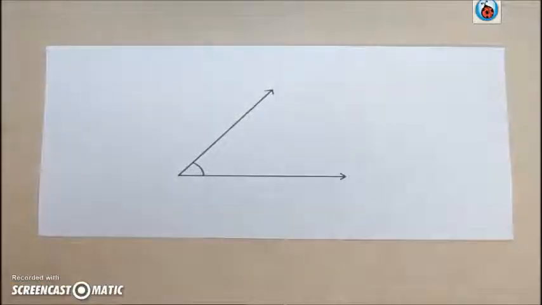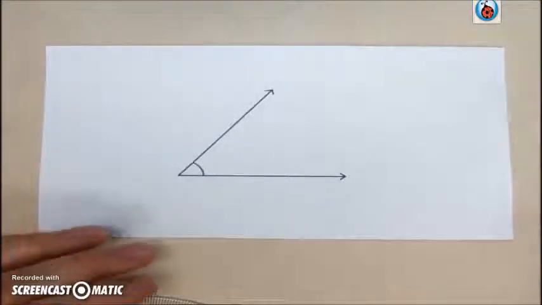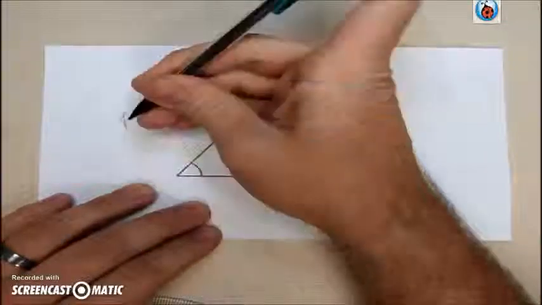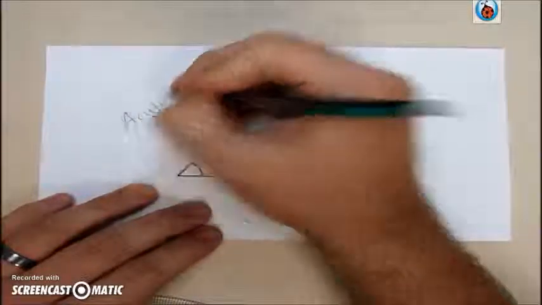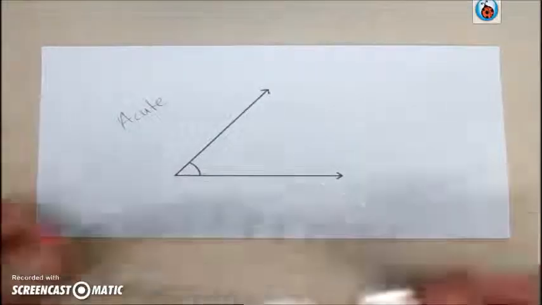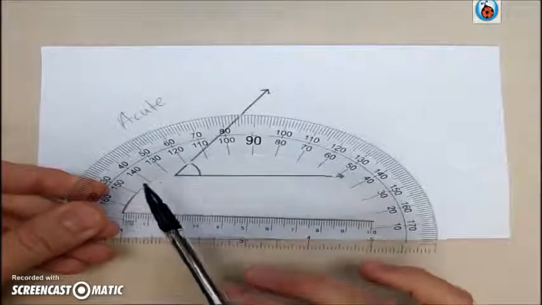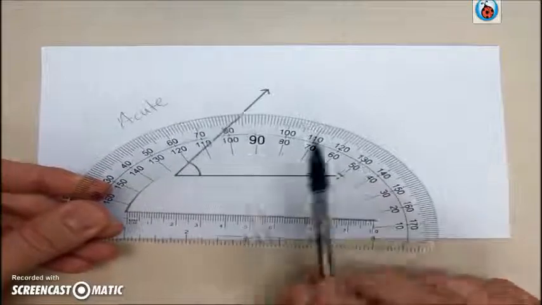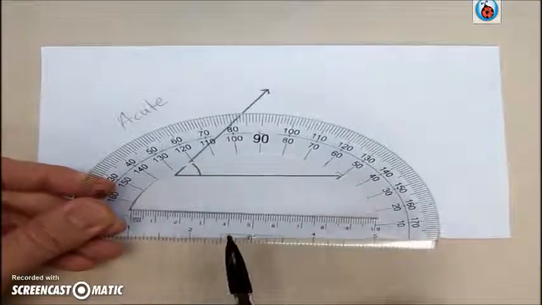Alright, so let's just review here quickly how to use a protractor in order to measure an angle. Okay, so here I have an angle. The first thing I should be able to tell is that this angle is acute, and that is a good thing to always identify before we start. Remember, when we use the protractor there is an inside line and an outside line, and we need to make sure we're reading the right line.